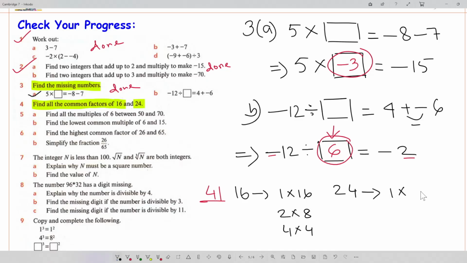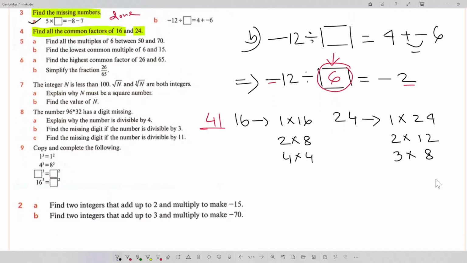Now we will find out 24. So 1 times 24 is 24. Then 2 times 12 also 24. 3 times 8 is 24. 4 times 6 is 24. Then 8, 12, 24.